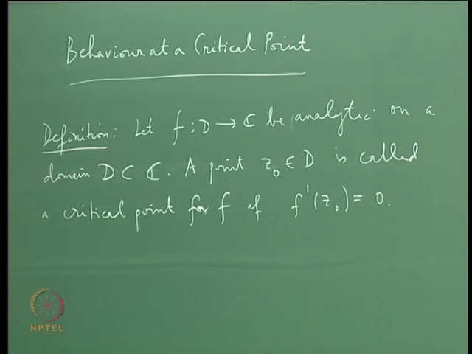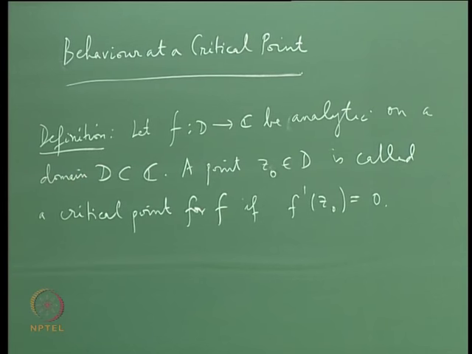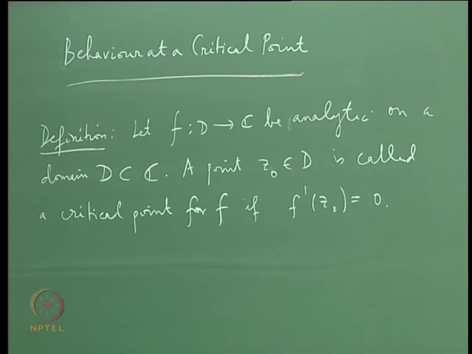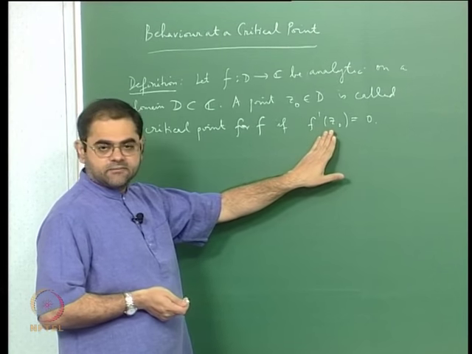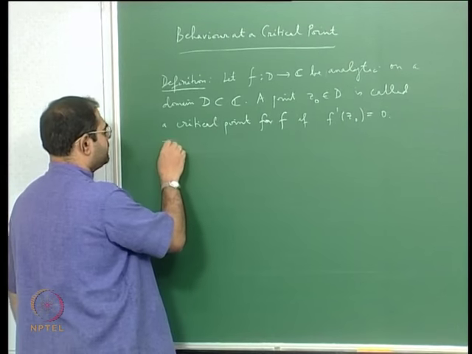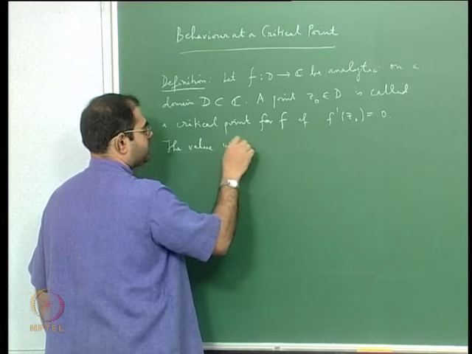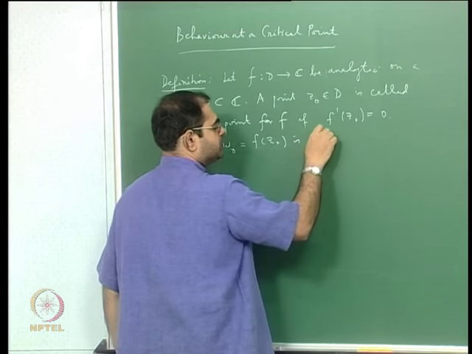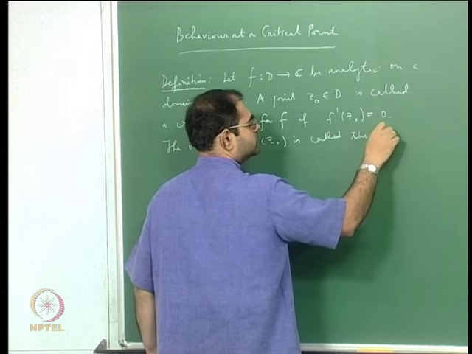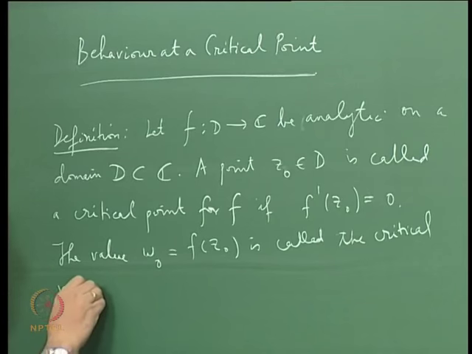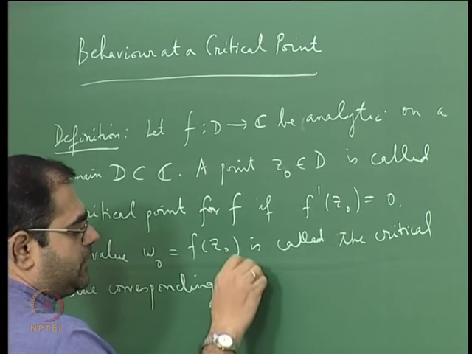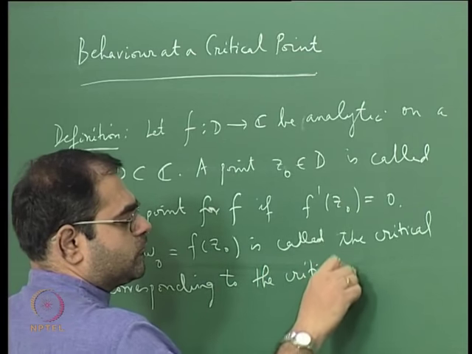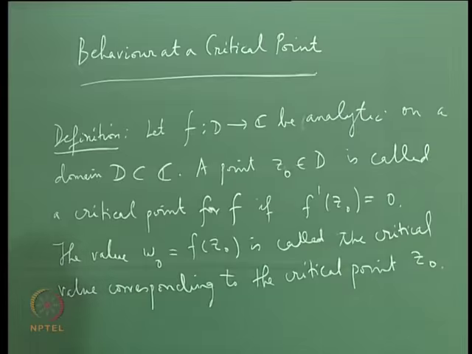Okay, so it is simply a point where the derivative of the function vanishes, and of course the derivative exists because the function is analytic. If the function is analytic then it is infinitely differentiable, so derivatives of all orders exist, and the condition for a point being a critical point is that the derivative must vanish. And the value w0, which is f of z0, is called the critical value corresponding to the critical point z0.